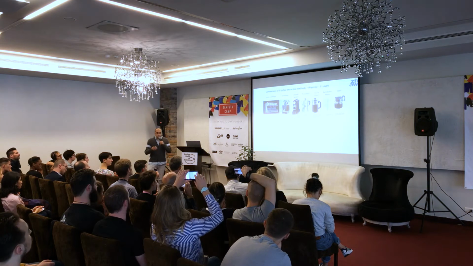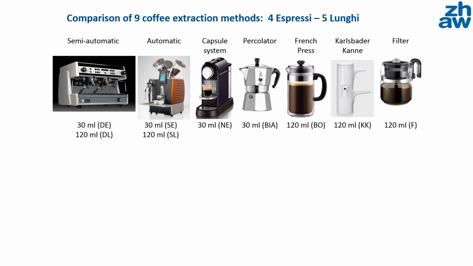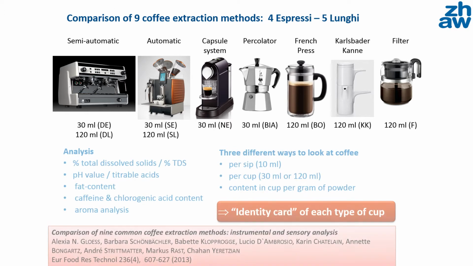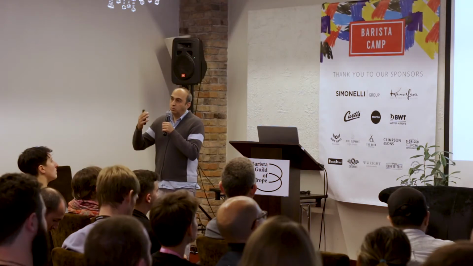A study that we did, which is published, looked, for example, at nine different extraction ways: Dallacorte, espresso, lungo, capsule, Bialetti, Bodum, Carlsbader, Canyon filter coffee. And we looked at different analytical measurements, and in this case we analyzed three different types of coffees. One is how much is in a sip, how much is in the full cup, and what is the extraction when we look at the coffee or the brew ratio.